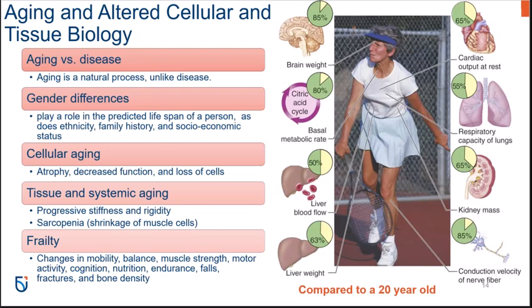And finally, frailty. Frailty is a common clinical syndrome in older adults, and it leaves a person more vulnerable to things such as falls, functional decline, disability, disease, and even death. But some of the common observations that would be seen would be changes in their mobility, their balance, their muscle strength, their motor activity, cognition, nutrition, endurance, falls, fractures, and a reduction as well in bone density.